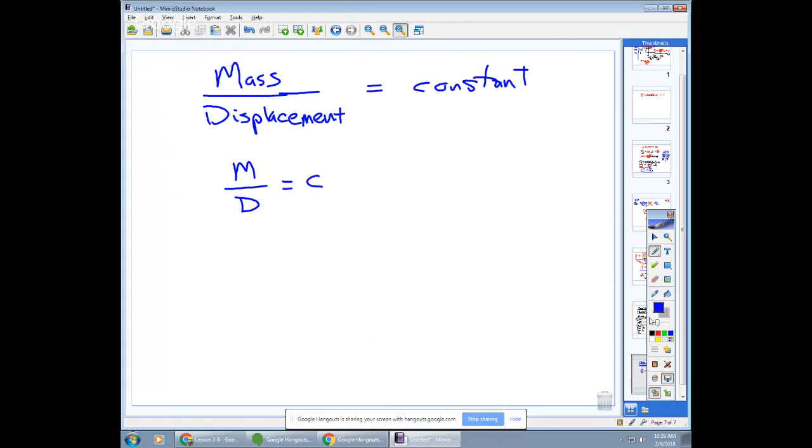Now my variables here are M and D, right? This thing's a constant. It's not going to change. For a given spring, it's a fixed number. Okay? And we can calculate it by experimentation. I can get the D to the other side by multiplying. So then I get M equals whatever that constant is times the displacement.